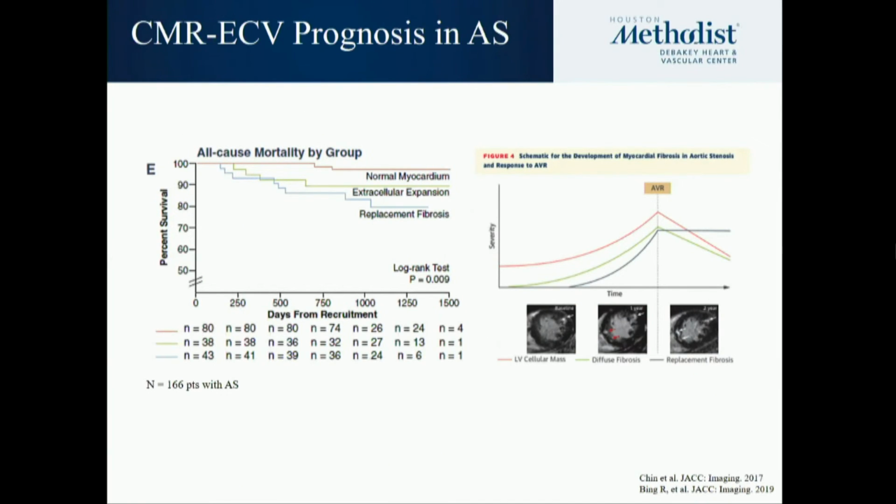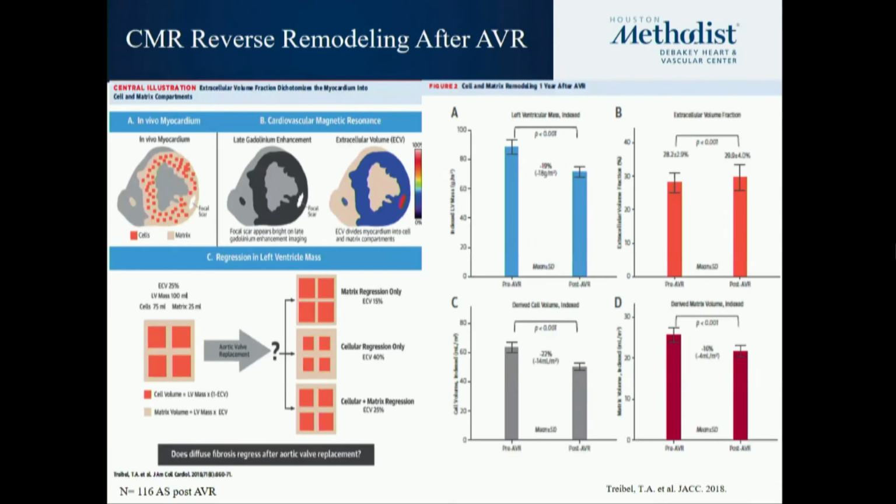This tells us that ECV is prognostic in aortic stenosis, not just replacement fibrosis measured by LGE, but also extracellular volume, and that this is a process that takes time to resolve after aortic valve replacement. So initially, on the right-hand side, you can see that there's a decline in the LV mass, and also a decline in the diffuse fibrosis, which lags behind the LV mass, whereas the replacement fibrosis is an irreversible process.